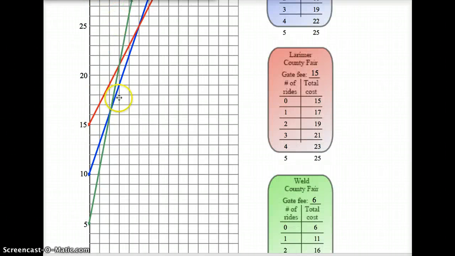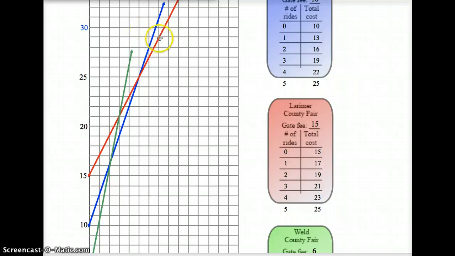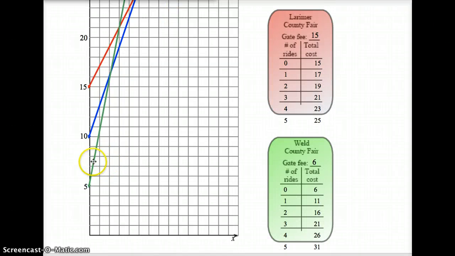So if you plan on going on more than 2 rides, you're looking at the blue. But if you plan on going on more than 5 rides, you want the red. So the red is cheapest after 5. The blue is cheaper after 2. And the green is cheapest if you don't plan on going on any rides or just 1 ride. Hopefully that makes sense, where you see those points of intersection.